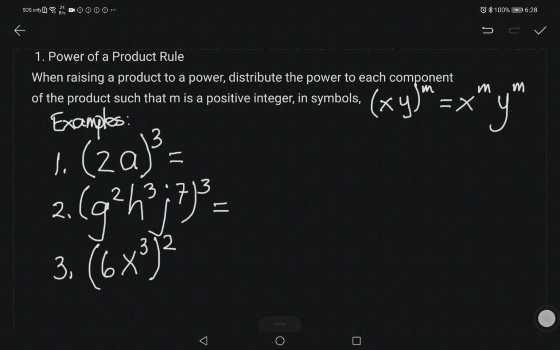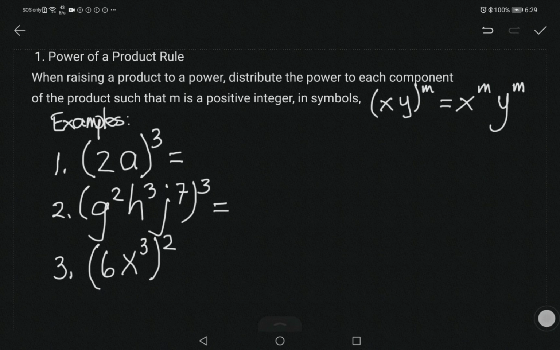This video will focus on number 1, power of a product rule, and number 2, power of a quotient rule. In power of a product rule, when raising a product to a power, distribute the power to its components of the product, such that m is a positive integer. In symbols, (xy) raised to the power of m equals x raised to the power of m times y raised to the power of m.